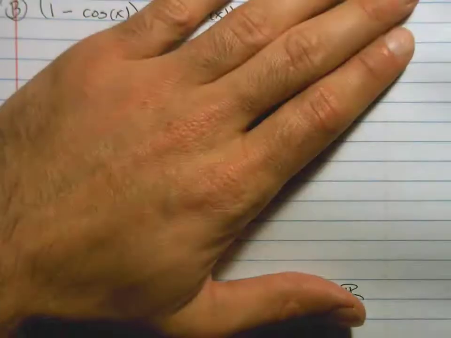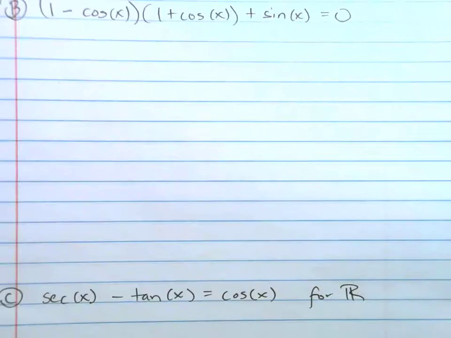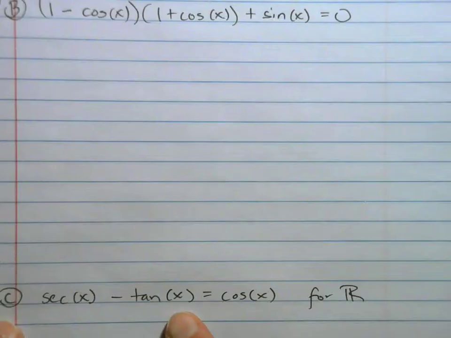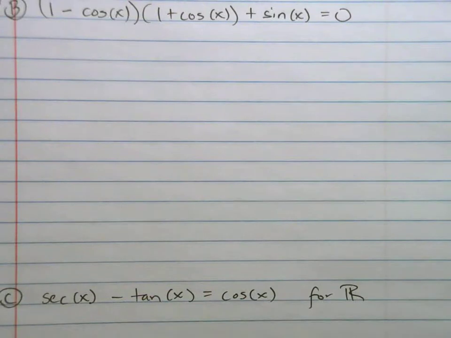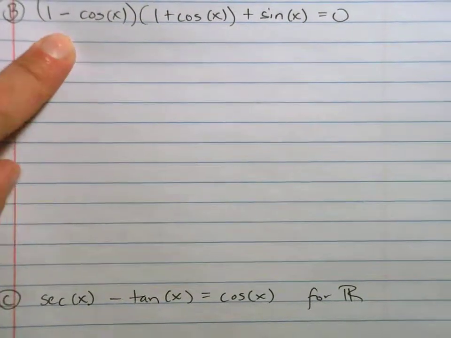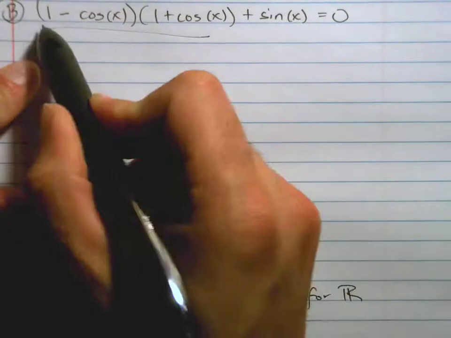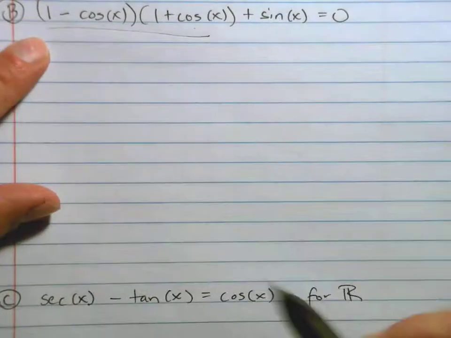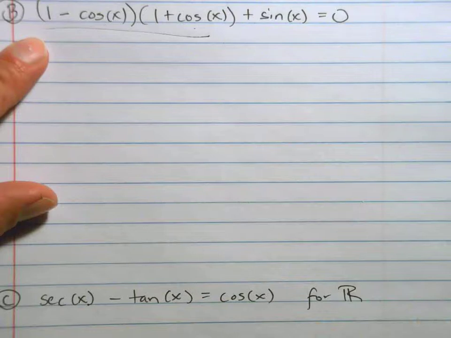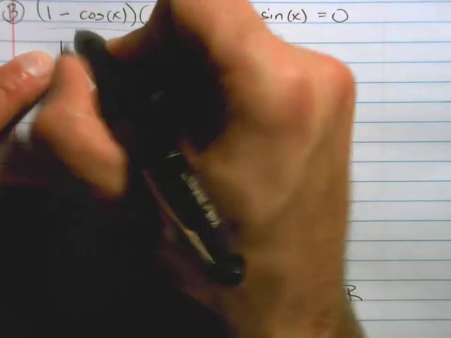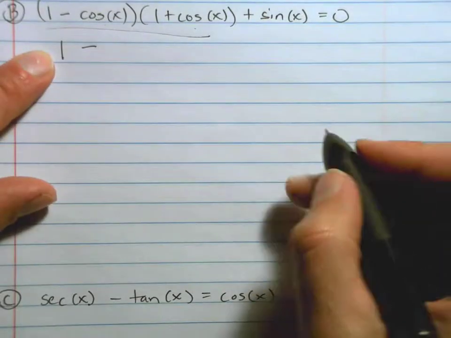Here's the thing. This problem, problem C, is going to be for homework, so you're going to turn that in to me, and I'm not going to go over it at all. It's tricky. Have fun with it. We will cover this one, though, so let's look at it. What is this stuff right here? 1 minus cosine times 1 plus cosine. That should remind you of something. It reminds you of what? Yes, difference of squares. That means I can just right away write this as 1 minus what? Yes, cosine squared x plus sine equals 0.